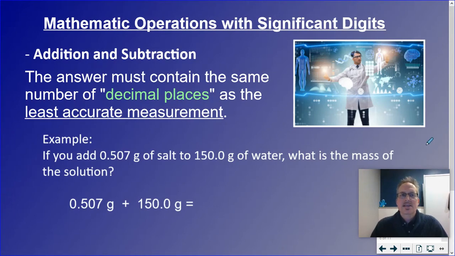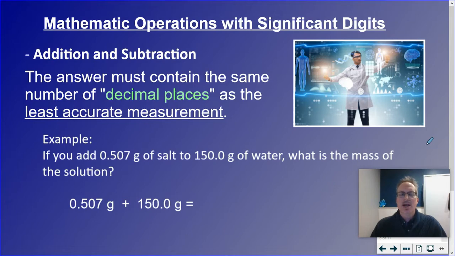Hello, Science 20s. This is part 2 of significant digits. We're going to look at how significant digits are used when doing mathematical operations. So the first mathematical operation we're going to look at is going to be addition and subtraction.